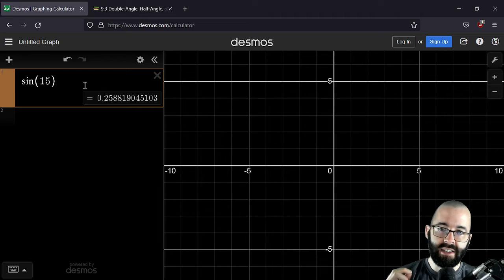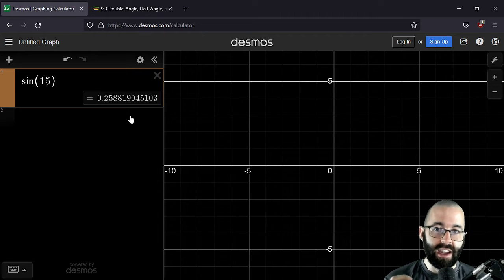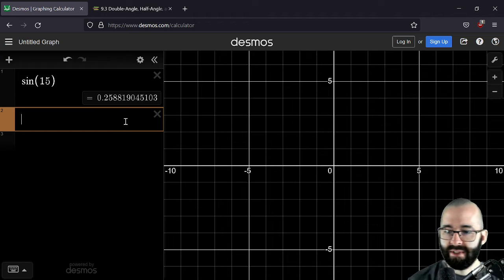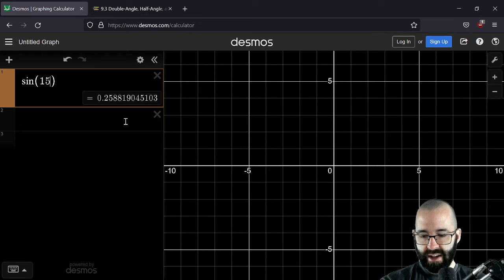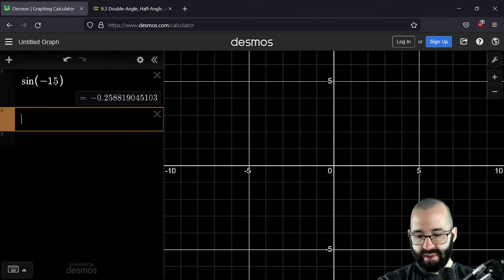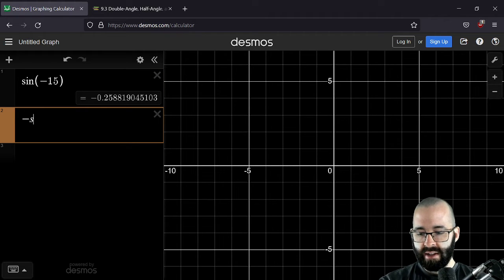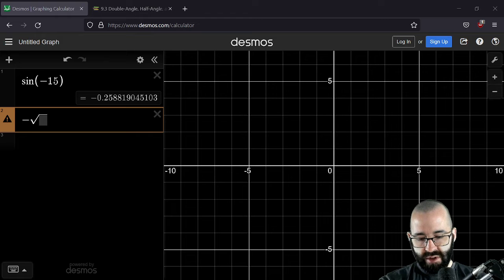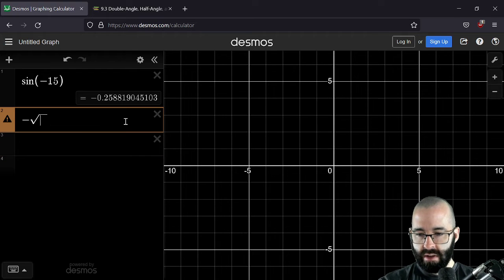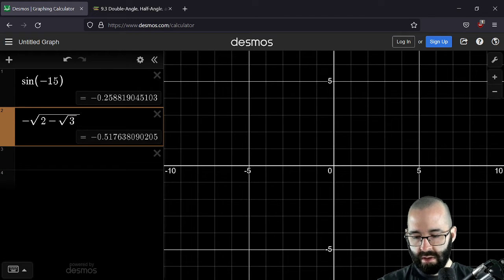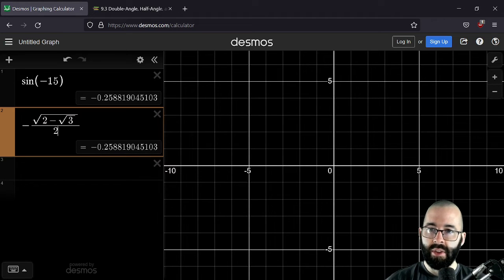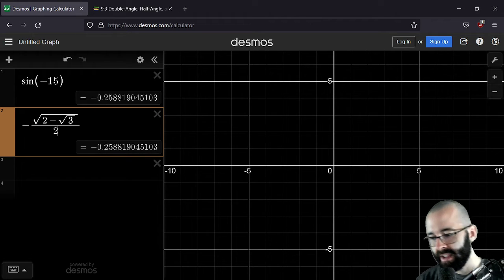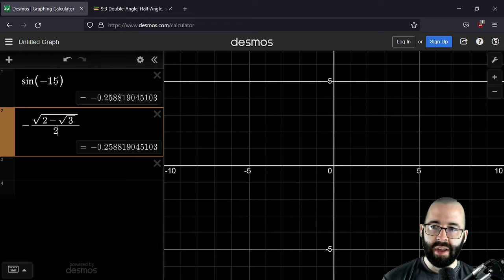This is the sine of 15 degrees. It's 0.258. Okay? Is that the same as negative... Oops, we wanted sine of negative 15 degrees. Is this the same as the negative square root of 2 minus the square root of 3, all over 2? Those numbers look pretty equal to me, in my mathematical opinion.